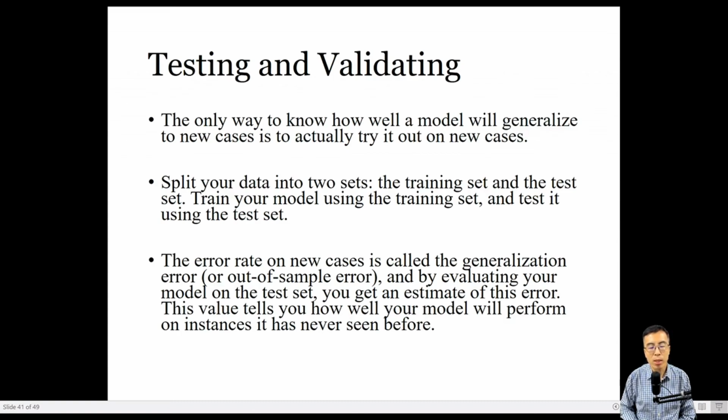The error rate on the new cases is called the generalization error. Basically, it is the out-of-sample error because those cases are not used to train your model. By evaluating your model on the test set, you can get an estimate of the generalization error. This error tells you how well your model will perform on instances it has never seen before.